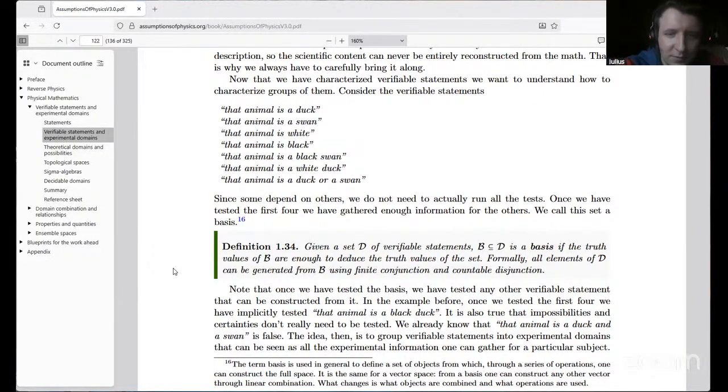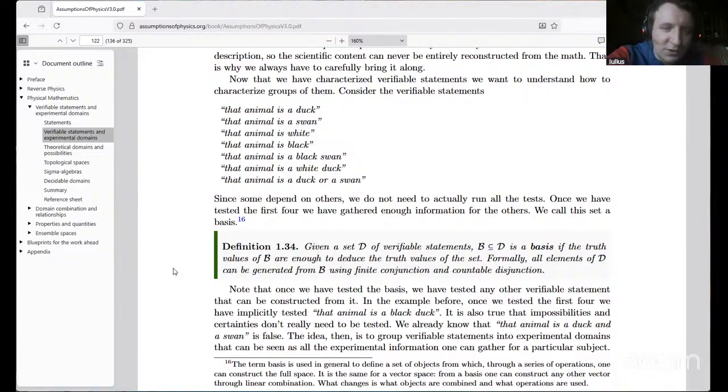Okay, so then there is a footnote. The term basis is used in general to define a set of objects from which, through a series of operations, one can construct a full space. It is the same for a vector space. From a basis, one can construct any other vector through linear combination. What changes is what objects are combined and what operations are used.